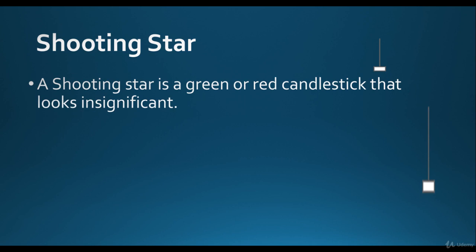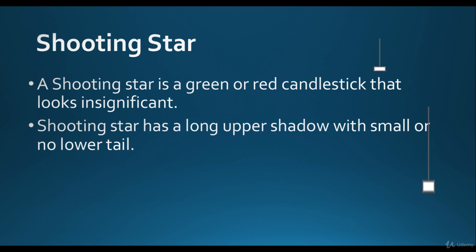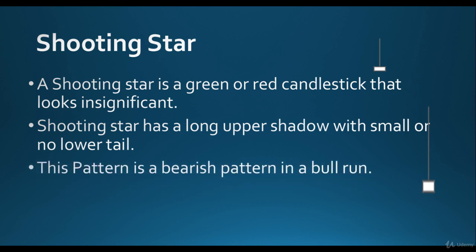A shooting star is a green or a red candlestick that looks insignificant. Once you look at the candlestick, the body won't be calling something up. It will look something irrelevant. But a shooting star has a long upper shadow with small or no lower tail. So you will be seeing an extremely high high.